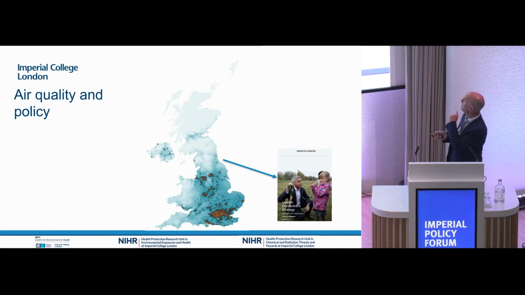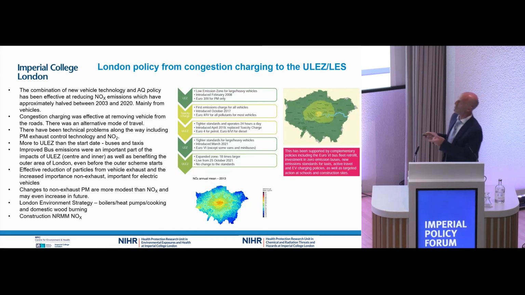But let's go back a little bit in time to looking at air quality policy. And as has been mentioned before, we've been heavily involved with London air quality policy. And if you see a map a bit like that in a London document, it's basically the models that we've been using in London for a long time. And from congestion charging, which is about 2003, right up to the present day ULEZ and the London environment strategy, it's hard to say what the lessons learned are. But I've tried here.